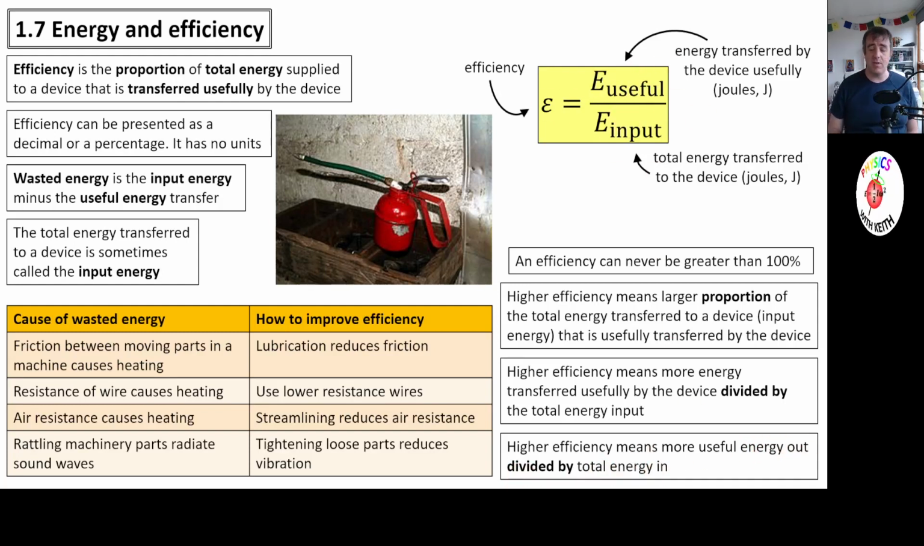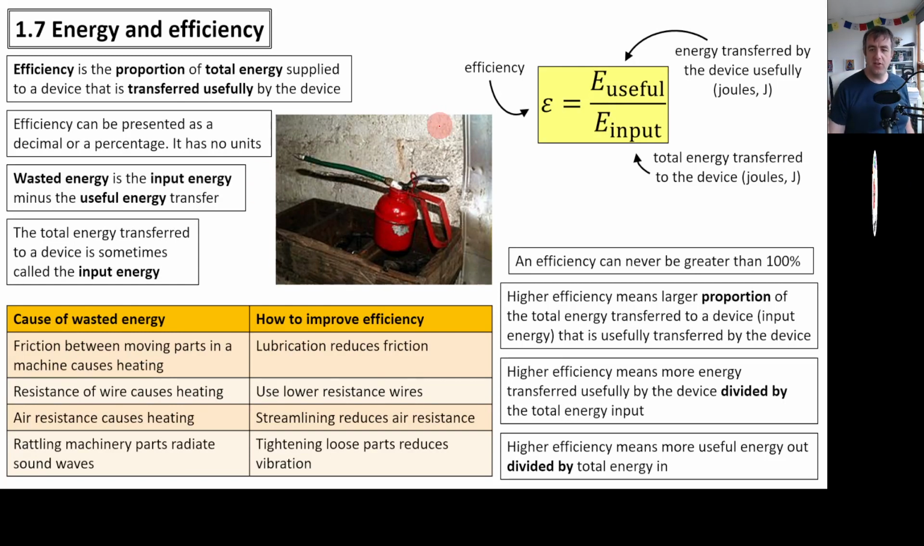If you're asked what it means to be more efficient, just use that equation and say it means we get more useful energy out, divided by total energy in. But don't forget the last part, divided by total energy in. It's a very common thing that students forget. They think more efficient, more energy out. Well, yeah, for a given amount of energy in.